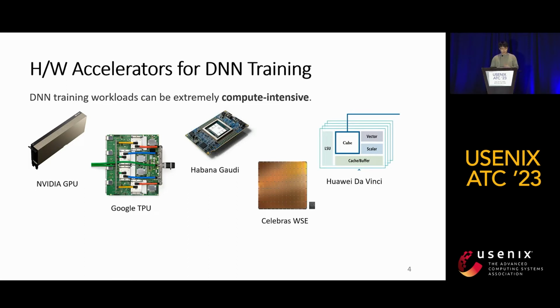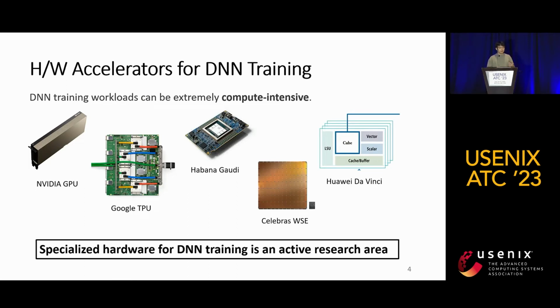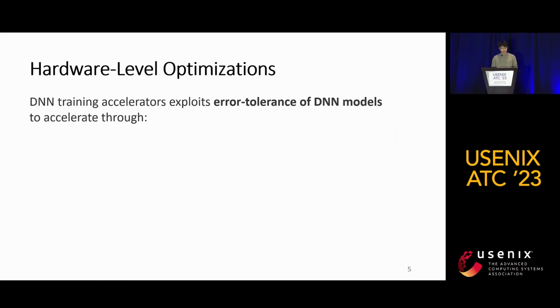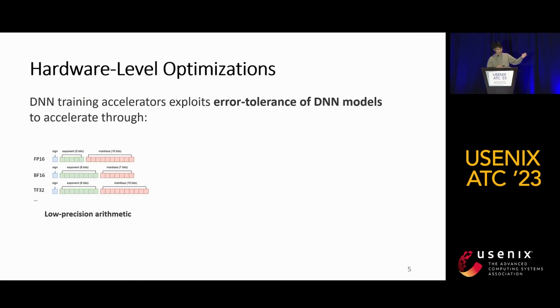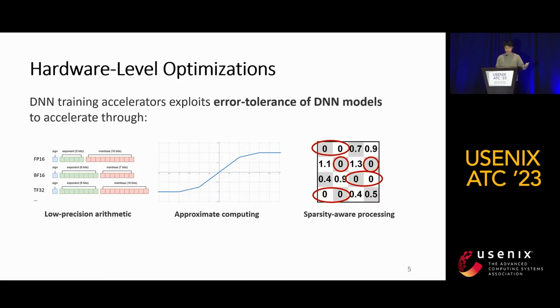DNN training workload can be extremely compute-intensive. Therefore, designing specialized hardware to accelerate DNN training has become an active research area. As DNN models are often tolerant to inaccurate computations and errors, hardware accelerators often leverage many hardware-level optimizations to accelerate the training process. And the most commonly used ones are low-precision arithmetic, approximate computing, and sparsity-aware processing.